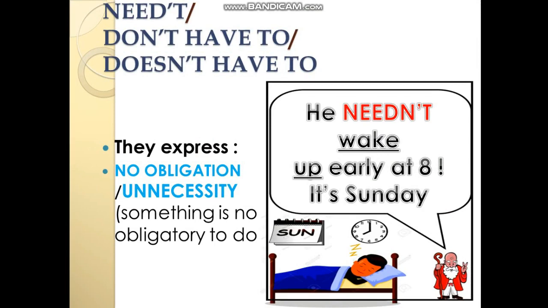The next modal is needn't, okay, which has two synonyms, don't have to, and doesn't have to, which we use with he, she and it. So needn't and its synonyms express no obligation, or unnecessity. Something that is not obligatory. If you don't do it, that's fine; if you do it, that's fine. Something that is not obligatory to do.